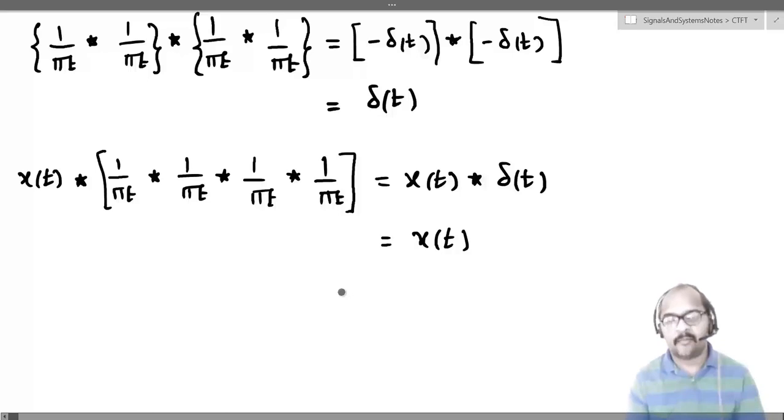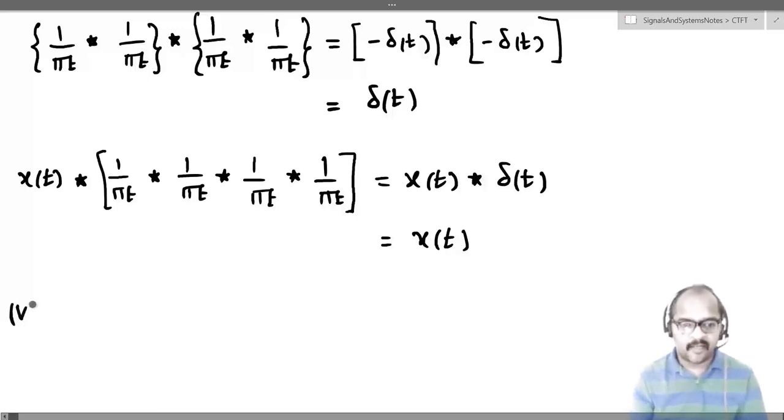Each Hilbert transformer introduces 90 degrees phase shift. How much phase shift? Minus 90 degrees phase shift. Okay, yes. So next, let us take fifth example.